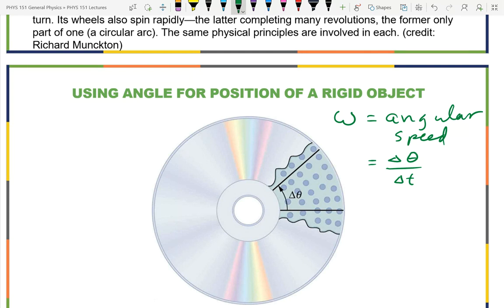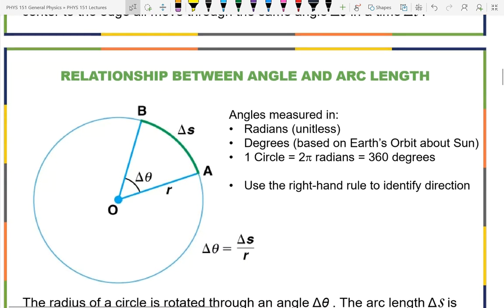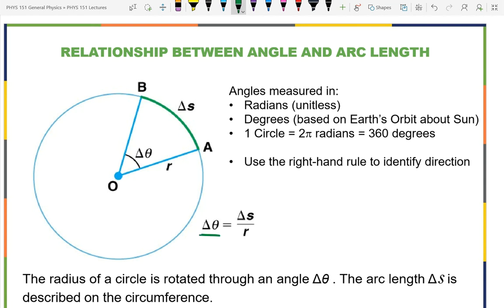The answer is because we have a simple relationship between the angle and the arc length. So here we have in green the arc length. The arc is part of the perimeter for a given angle. So that arc length, the curve, is proportional to the radius of the circle and the angle such that, and I usually write this equation this way, the arc length is equal to the radius multiplied by the angle.